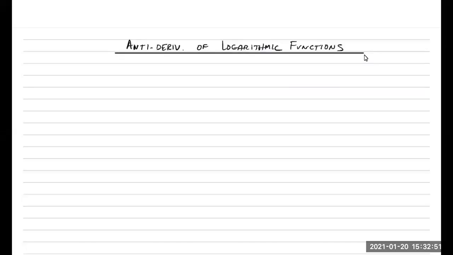Okay, now we know how to find the derivatives of logarithmic functions. Now what we want to do is find their antiderivatives. As a reminder, we found that the derivative of the logarithm of x is the reciprocal of x.